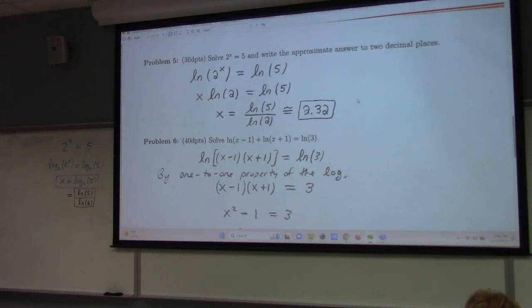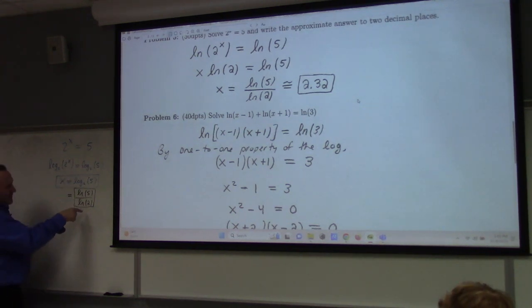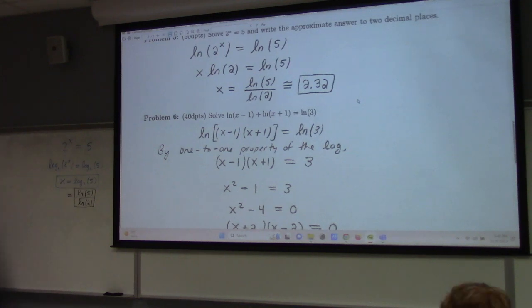So these are the same answer. And just like you're saying in the back, this is the change of base formula. If you work that out, log base 2 of 5 is about 2.32 if I see it right.